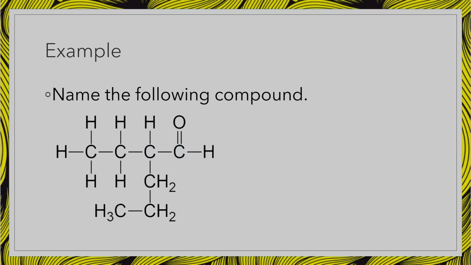Another one. What's the longest carbon chain? 1, 2, 3, 4, 5. I can count. Now, this is where it gets a bit tricky. The longest chain is actually 6. Okay, we can actually see it. I'll put on the laser pointer. Okay, 1, 2, 3, 4, 5, 6.